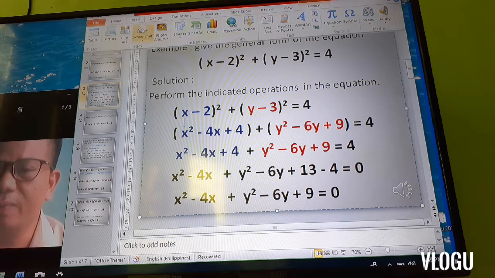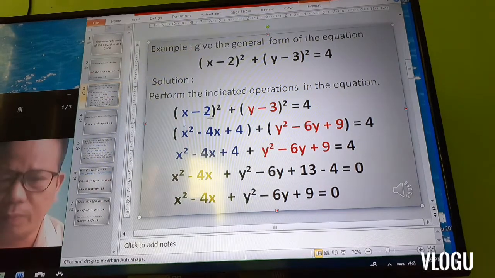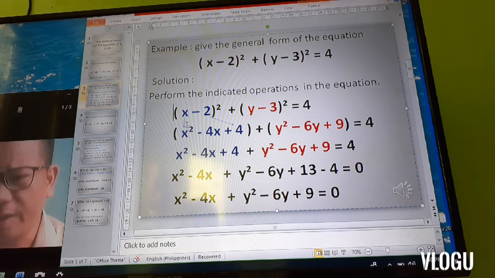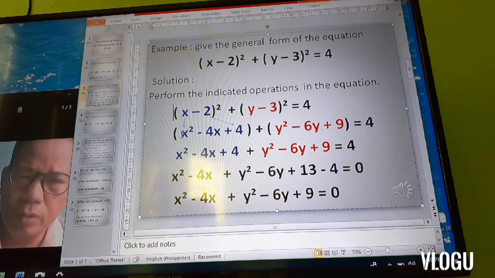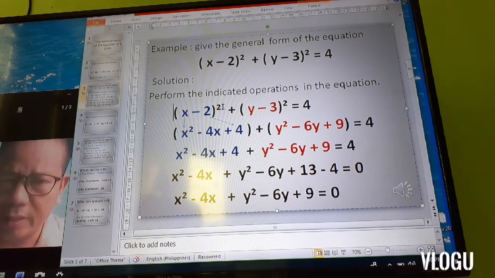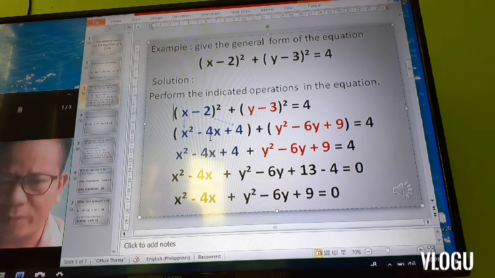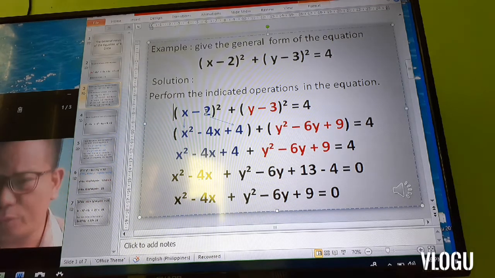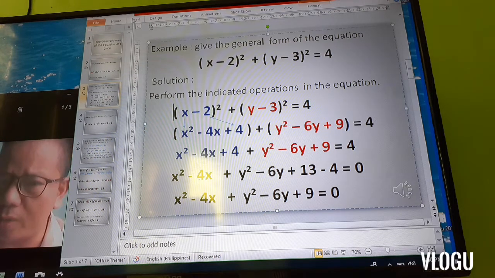Meron akong 3 rules to find for the square of x minus 2. First rule, I have to double the first term, and that is equals to x times x, that is equals to x squared. Then, second rule, I have to multiply the exponent inside the parentheses, and that is equals to 2 times x times negative 2, that is equals to negative 4. Then I have to double the last term, that is equals to negative 2 times negative 2, that is equals to positive 4.